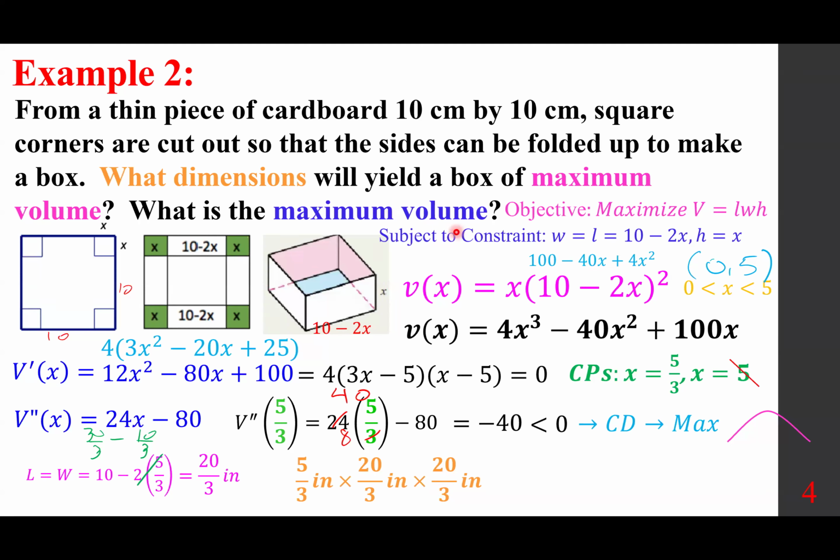What is the maximum volume? Multiply these numbers. 5 times 20 times 20 is 2000. 3 cubed is 27. This is an exact answer. And this is a mixed number format. And it's important to know the units, okay? Cubic centimeters, because we are looking at the volume.